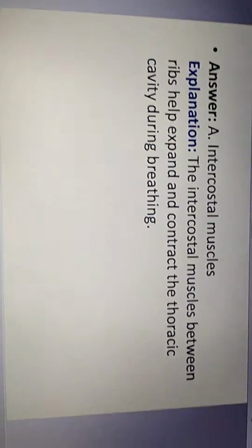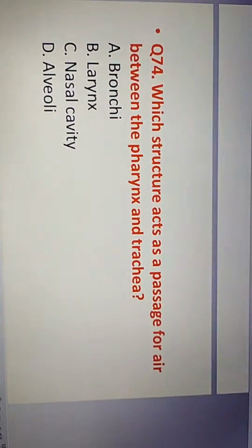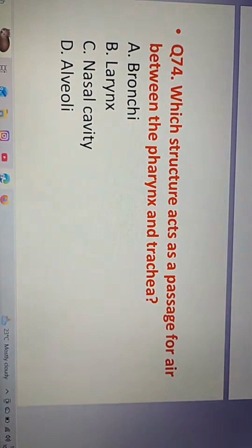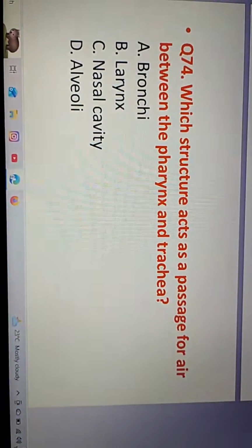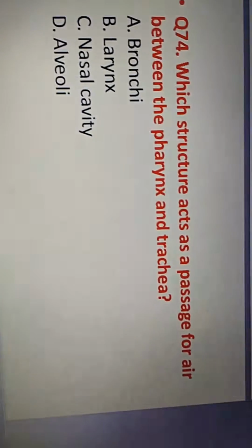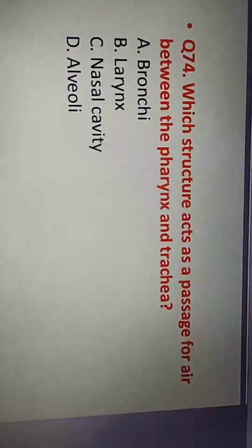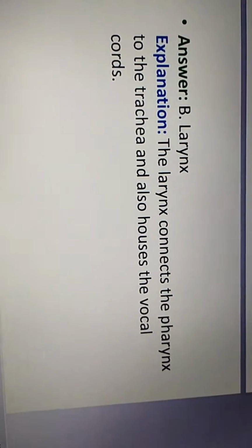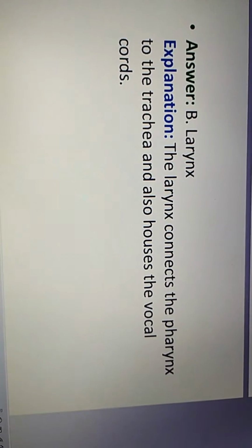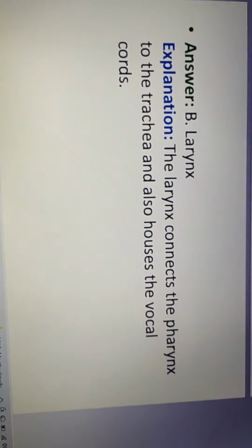The next question. Which structure acts as a passage for air between the pharynx and trachea? Option A bronchi, option B larynx, option C nasal cavity, option D alveoli. The correct answer is option B larynx. The larynx connects the pharynx to the trachea and also houses the vocal cords.